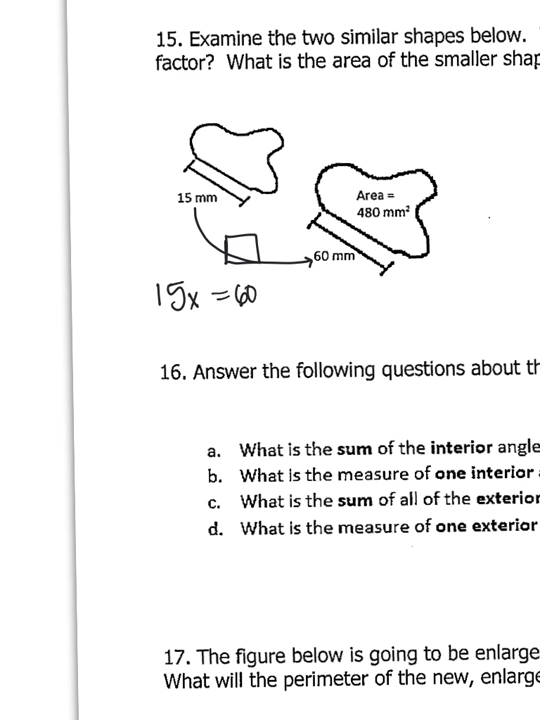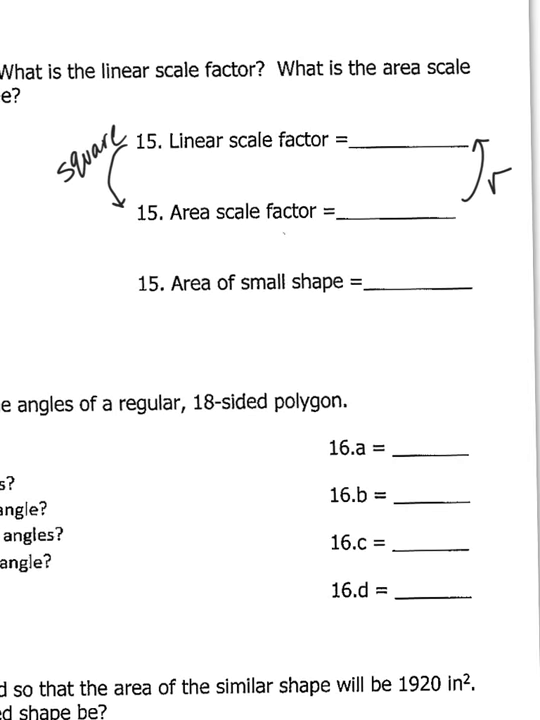So if I wanted to figure out what x, my scale factor, is, it's really just a division problem. I divide both sides by 15. 60 divided by 15 gives me my scale factor of 4. In other words, to go from this line to this line, I multiplied everything by 4. So my linear scale factor is 4.